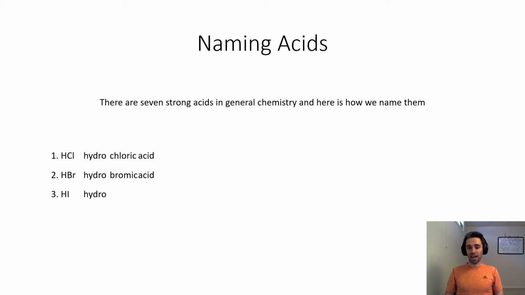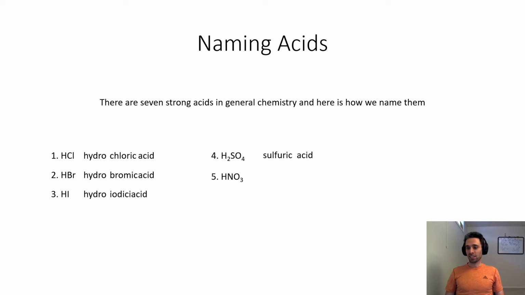HI is another strong acid. Hydro, iodine will become iodic acid. These next 4 are not conventional names for acids. There's not really a systematic way of naming these. We'll change the name of the ion that represents it, the polyatomic ion, then add ic acid. This is the sulfate anion, so we'll call this sulfuric acid.